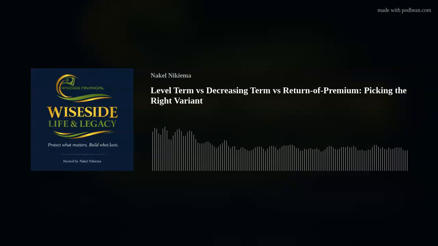So today, we'll break down the three main variants: level term, decreasing term, and return of premium term. I'm going to use the same example person across all three so you can compare the numbers side by side and actually feel the difference. Let's get into it. First up, level term.